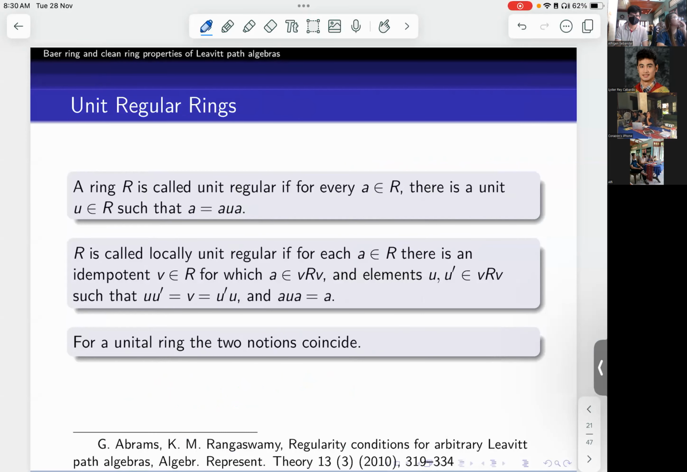And G. Abrams and K.M. Rangaswamy proved in this paper called Regularity Conditions for Arbitrary Leavitt Path Algebras. This was published in the Algebras and Representation Theory journal in 2010. They have proven that for unital rings, for rings with identity, the two notions coincide. So a ring is unit regular if and only if it is locally unit regular whenever the ring R has identity.